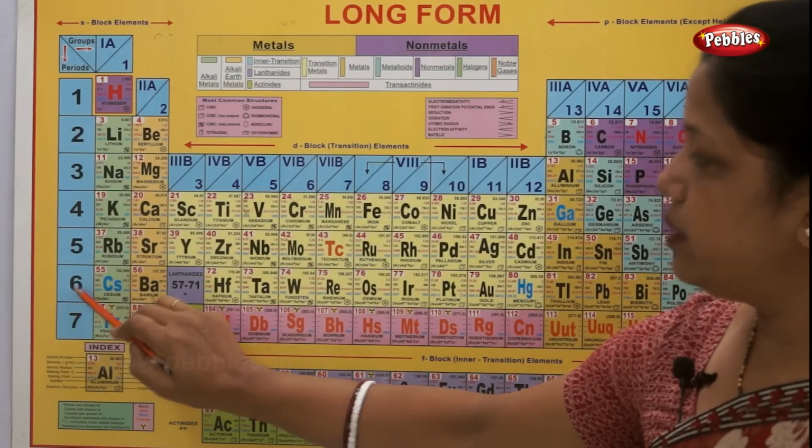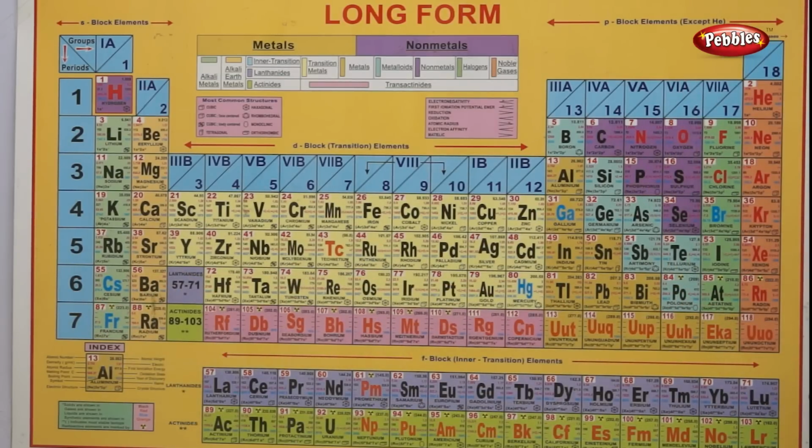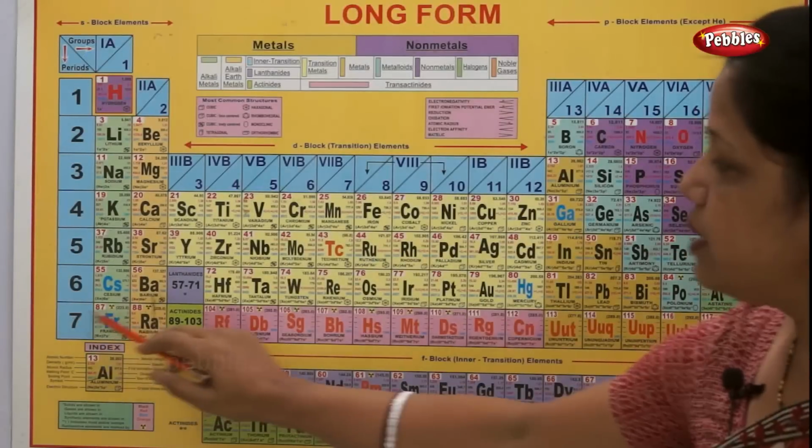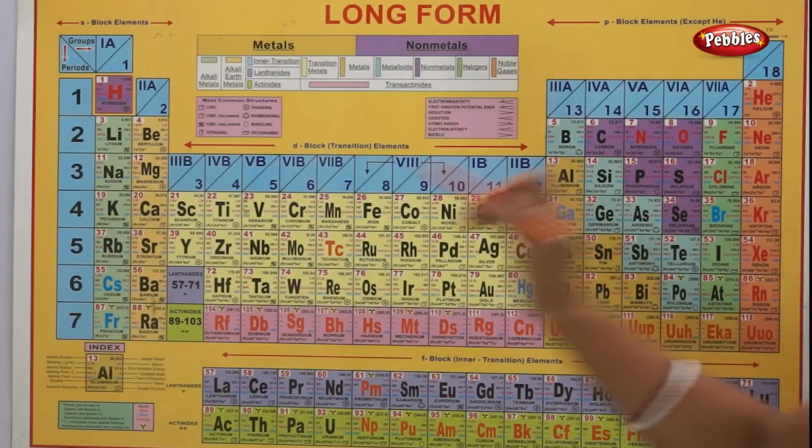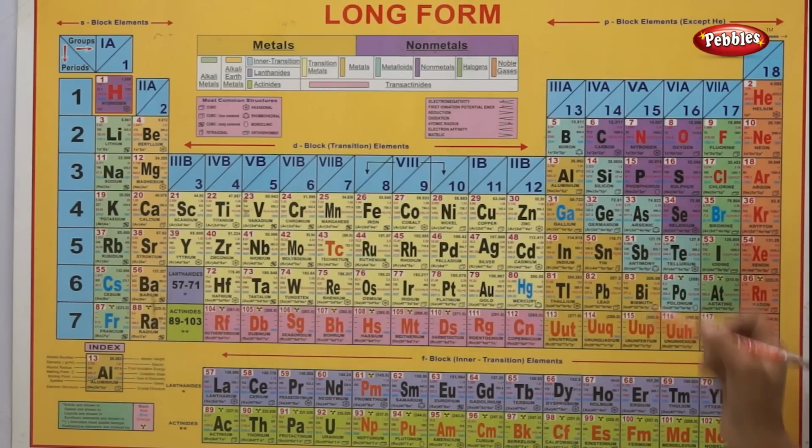The sixth period is the longest period. It contains 32 elements. And the 7th is an incomplete period. Here there are still chances for new elements to come. So this period is called the incomplete period. These are the periods which I just discussed.